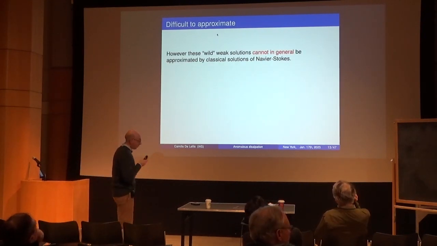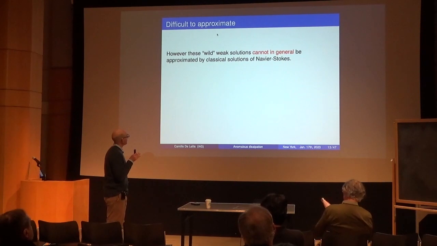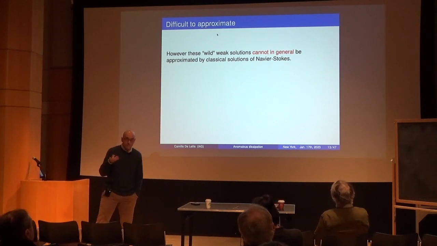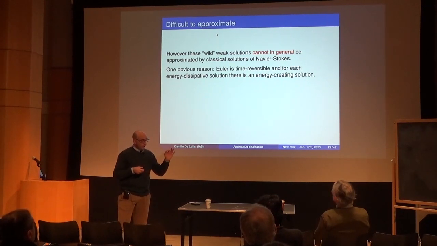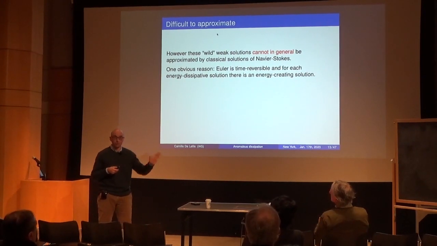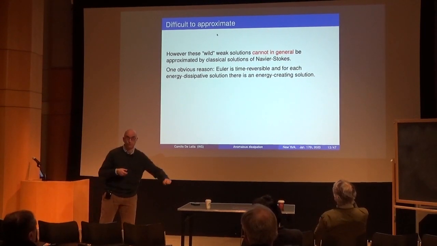Now, one thing which is pretty bad is that these weak solutions are very irregular, and when you try to approximate them by classical solutions of Navier-Stokes, you find it's extremely difficult. It has to be extremely difficult, because Euler is time reversible and Navier-Stokes is not. Anytime you have a solution of Euler, you can apply a simple transformation and trade time for negative time. If you produce a solution which is dissipating the kinetic energy, there's a mirror solution which is increasing the kinetic energy. There's no way you can approximate that with a sequence of classical solutions of Navier-Stokes, for which the kinetic energy has to go down.